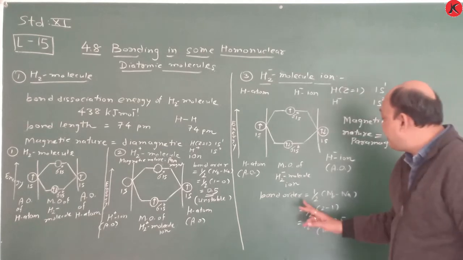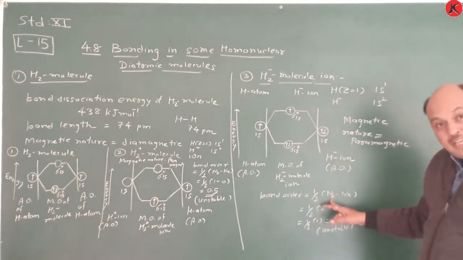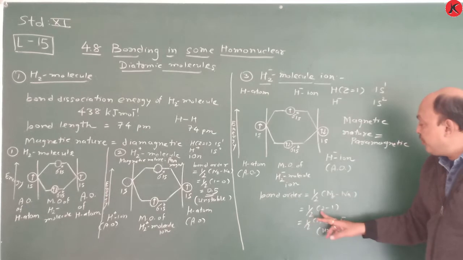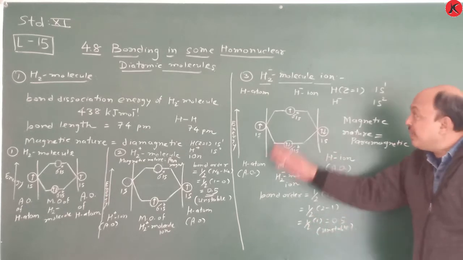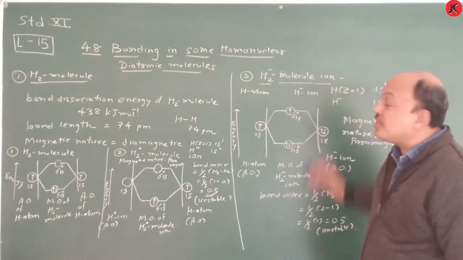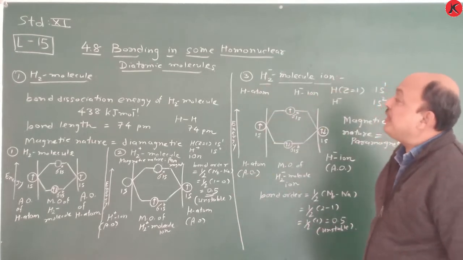You see, bond order is equal to 1/2 into Nb minus Na. So 1/2 into (2 minus 1), so 1/2 into 1 is equal to 0.5, and that's why this H2 minus molecule ion is also unstable.